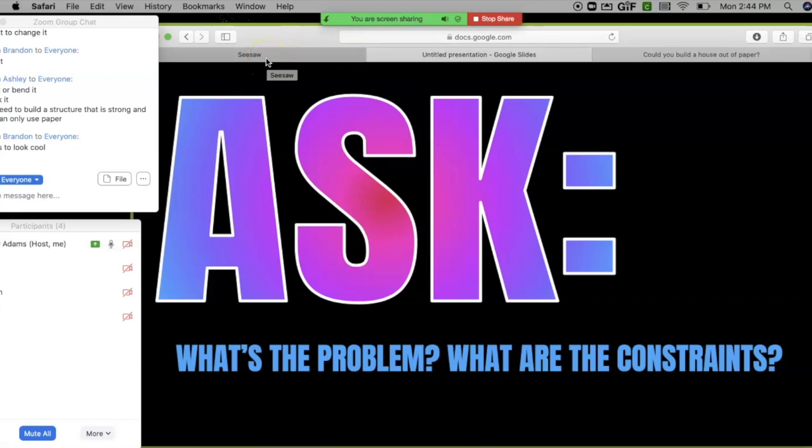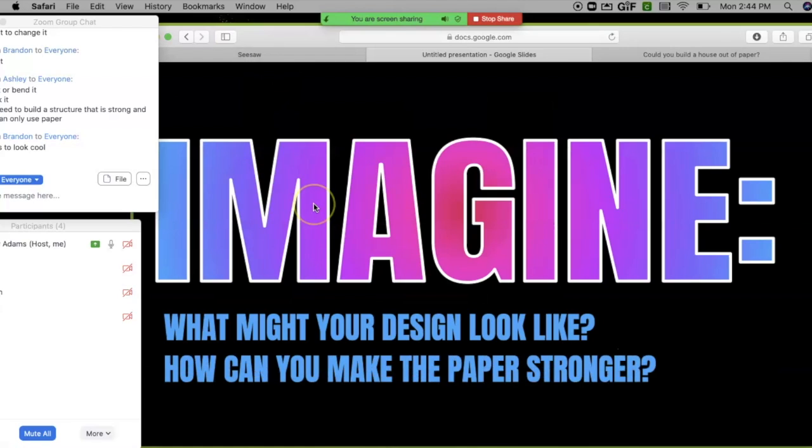Now that we have an idea of what we're trying to create, we are going to think about some ideas. So in your mind, I want you to think back to the video of what you saw of how they bended, how they folded the paper. Think about what you want your design to look like. So how are you going to make it visually appealing? What are you going to do? Think about how you can make the paper even stronger. Okay, so just think about that for a minute.